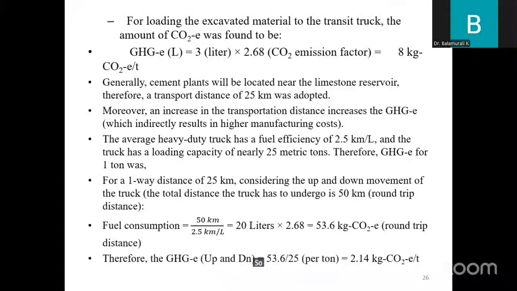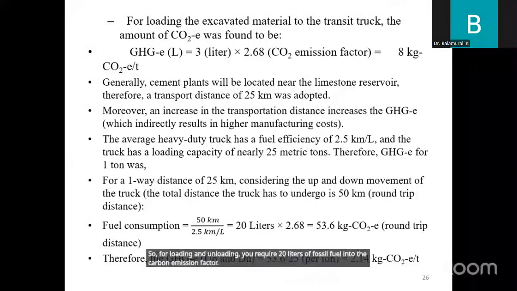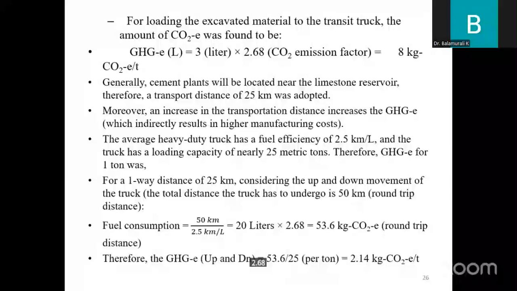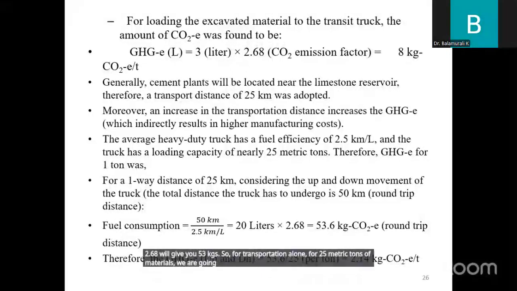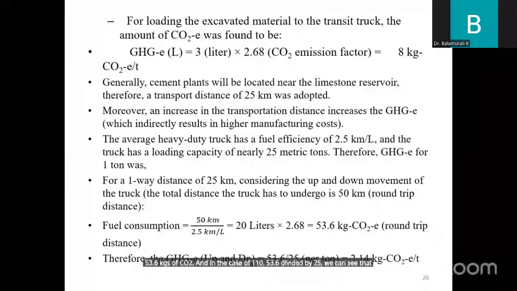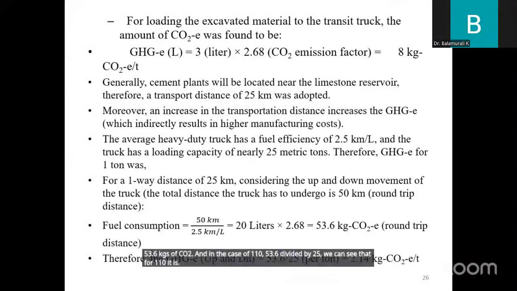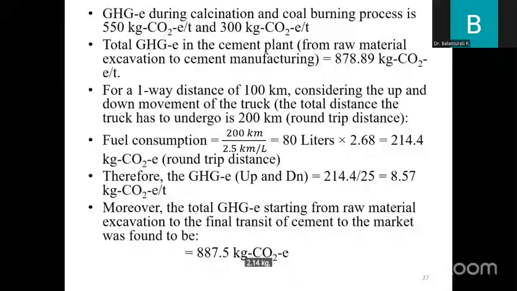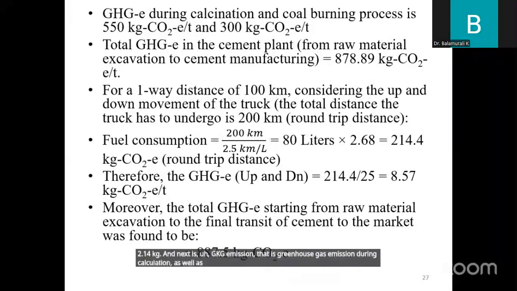So for loading and unloading, you require 20 liters of fossil fuel into the carbon emission factor 2.68, which will give you 53.6 kgs. So for transportation alone, for 25 metric tons of materials, we are going to emit 53.6 kgs of CO2. And in the case of 1 ton, 53.6 divided by 25, we can see that for 1 ton it is 2.14 kg.